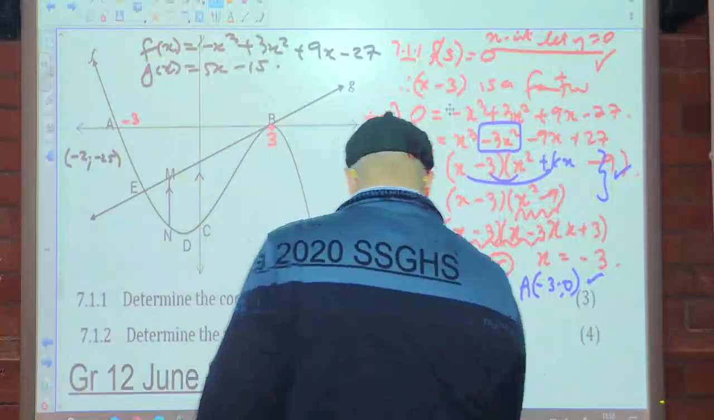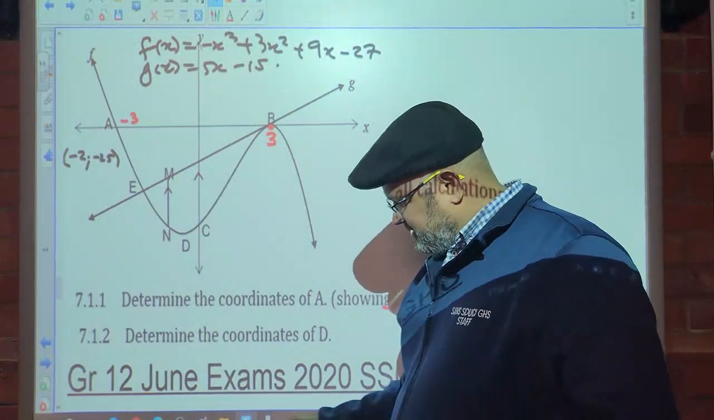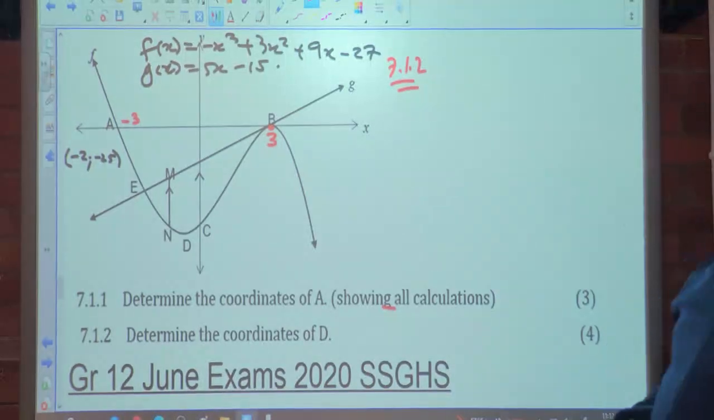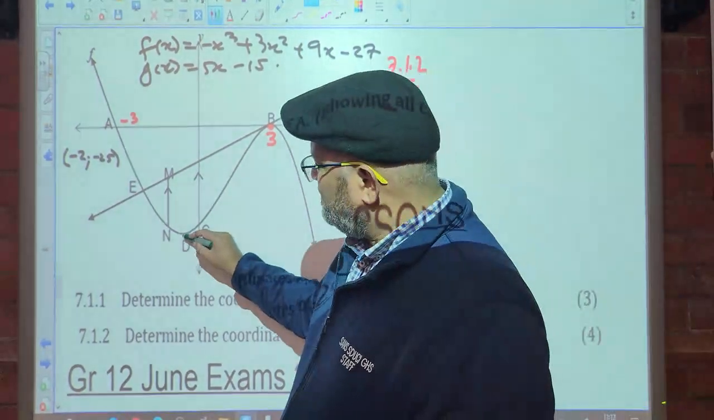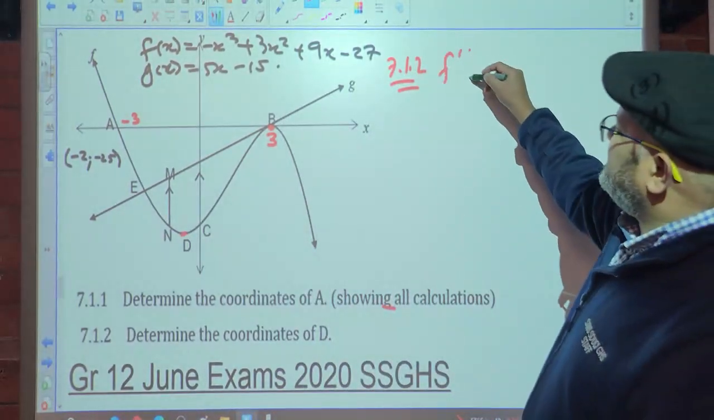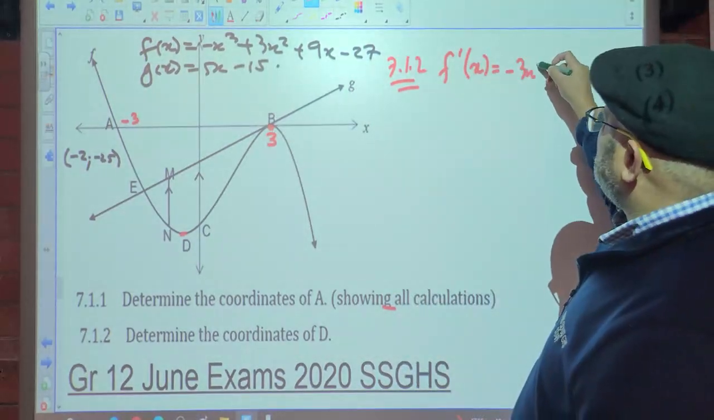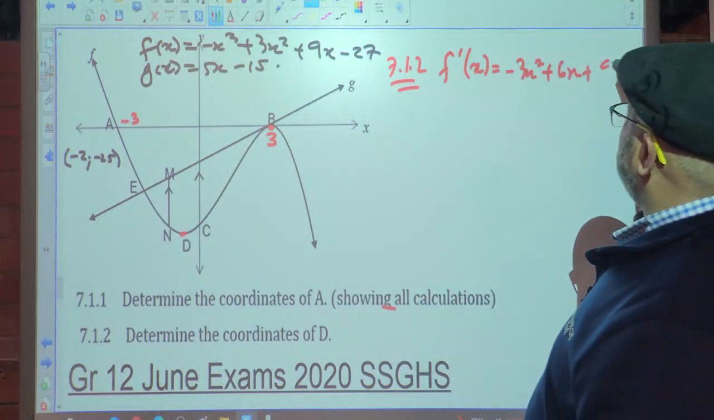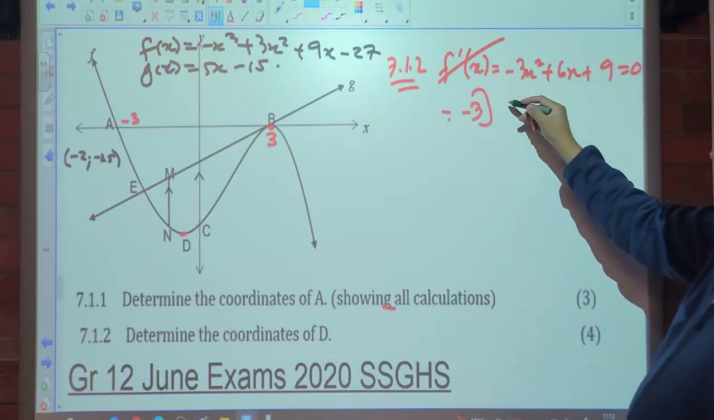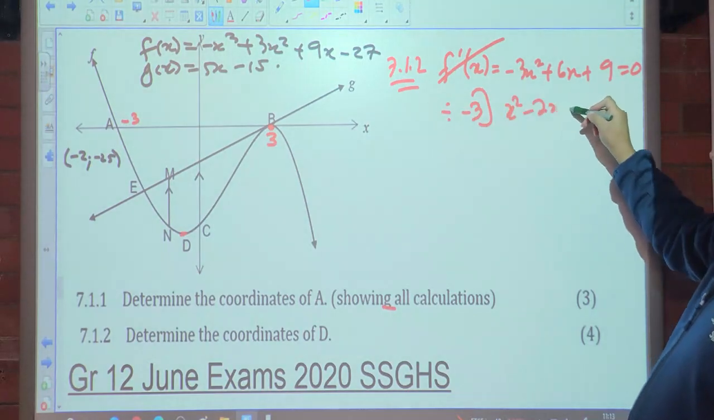Okay. Well, let's look at 7.1.2. Determine the coordinates of D. People, what is D? D is your turning point. How do we calculate the turning point? First derivative is equal to 0. So it's going to be negative 3x squared plus 6x plus 9, equal to 0. Divide by negative 3. Otherwise I can use the quadratic formula, completing the square or the calculator. So you're going to get x squared minus 2x minus 3 is equal to 0.